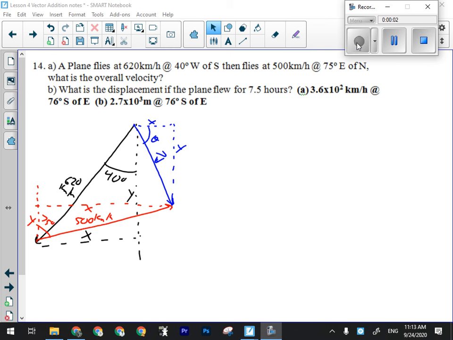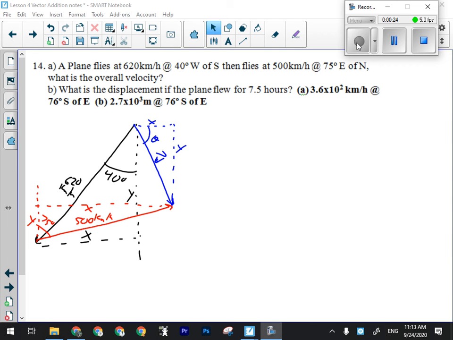So even though I've got the tail to head diagram drawn here, just so we can reference it, if we would have drawn this with the original tail to head, we have our 620 kilometer per hour one that was 40 degrees south of west. And then we had our 500 kilometer per hour one that was 75 degrees east of north. That's how it would all look if it was all put together.